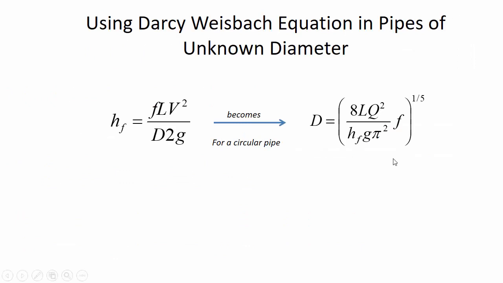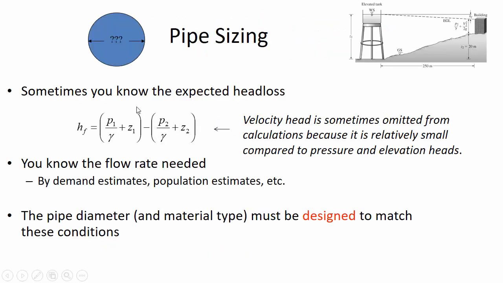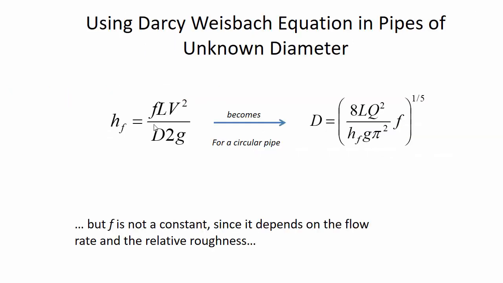In this, we have the Q, that's how much water they need at the building. L is the length of the pipe between the tank and the building. H sub F is the head loss difference that was defined in this equation. So it's the difference in the pressure head and the difference in the elevation between the two spots. Of course, G is a gravitational constant. Pi is just related to the circular geometry of the pipe. And of course F is our friction factor. So we've rearranged the Darcy Weisbach equation to solve for D.